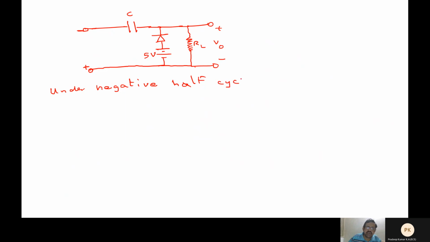Negative half cycle of the input. Diode kicks on. Diode on state, so it offers a short circuit. All of the current flows in this direction, and it flows through the shorter path, which is through this 5 volt battery and through this. So the capacitor gets charged.